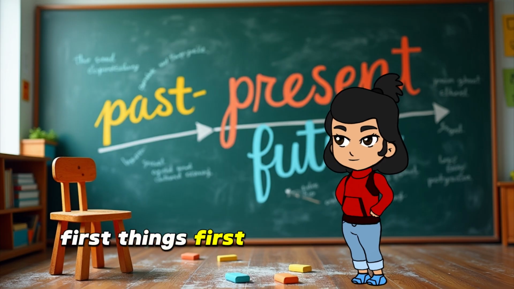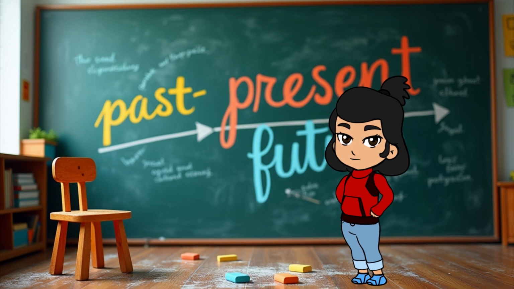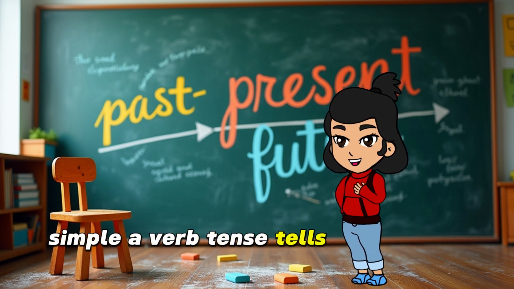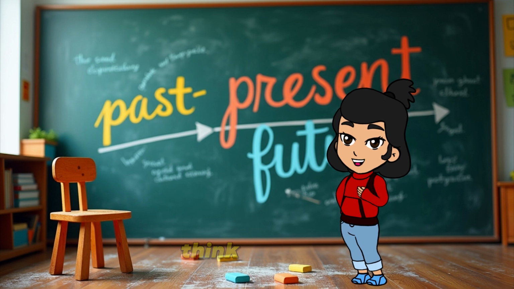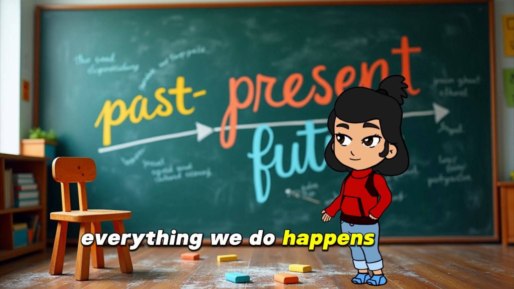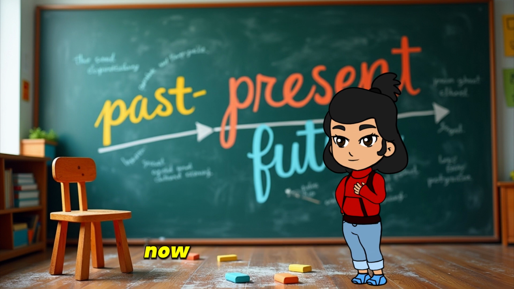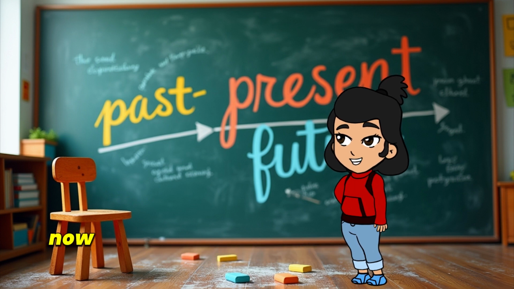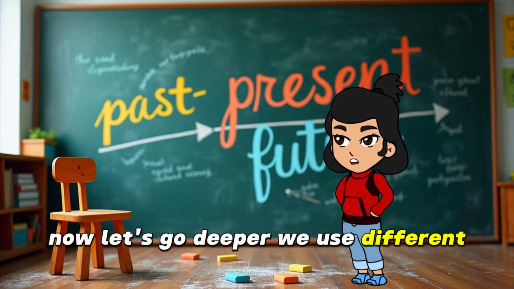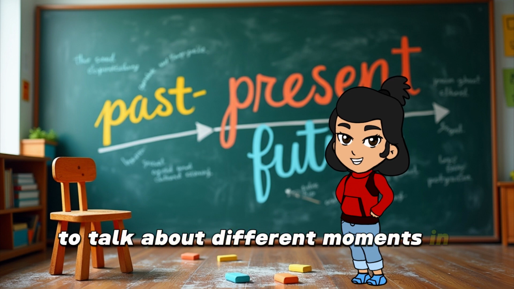First things first, what exactly is a verb tense? Simple! A verb tense tells us when an action happens. Think about it. Everything we do happens at a specific moment in time. In the past, right now, or in the future. Now let's go deeper. We use different verb tenses to talk about different moments in time.